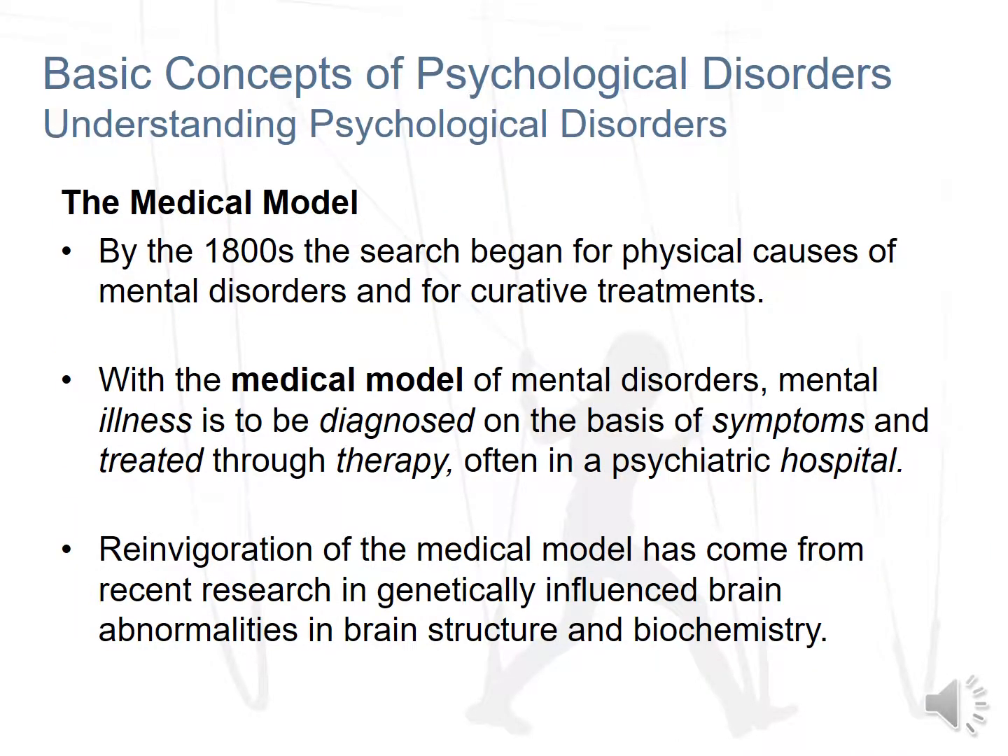In the medical model, in the 1800s, the search began for physical causes of mental disorders and for curative treatments. With the medical model of mental disorders, mental illness is to be diagnosed on the basis of symptoms and treated through therapy, often in a psychiatric hospital. Reinvigoration of the medical model has come from recent research in genetically influenced brain abnormalities in brain structure and biochemistry. So the medical model is looking exclusively at our nature.